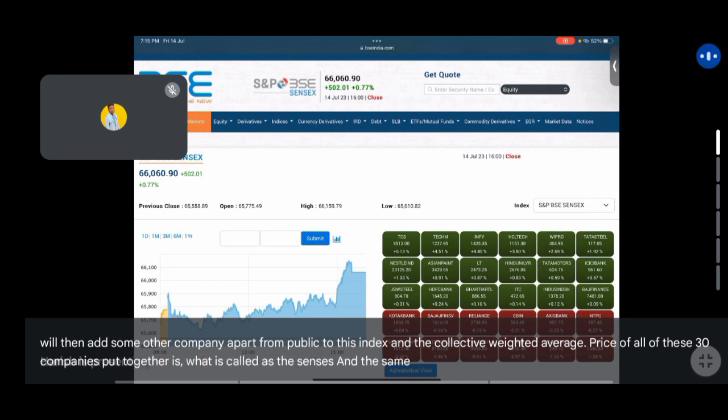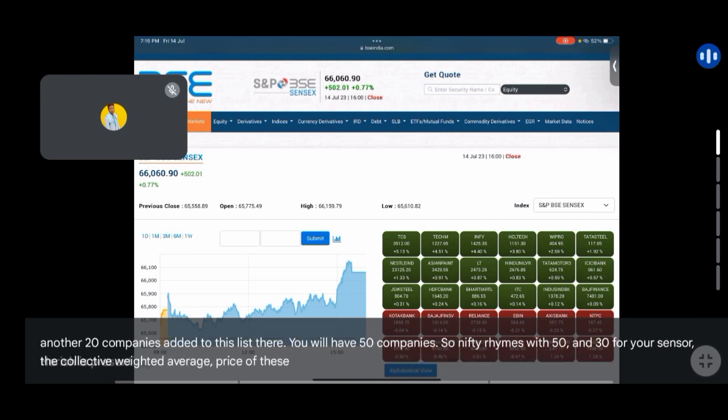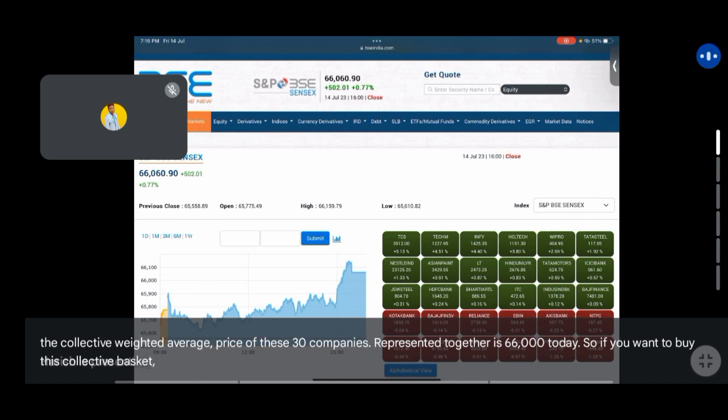And the same thing for Nifty. Instead of these 30, you will get another 20 companies added to this list. There you will have 50 companies. So Nifty rhymes with 50 and 30 for your Sensex. The collective weighted average price of these 30 companies represented together is 66,060 today. So if you want to buy this collective basket of securities together, you can do that by paying 66,000 rupees. So that is how the market usually works.